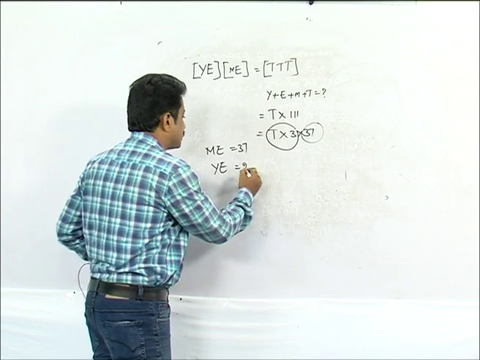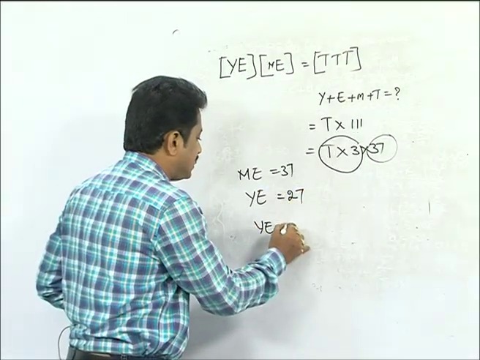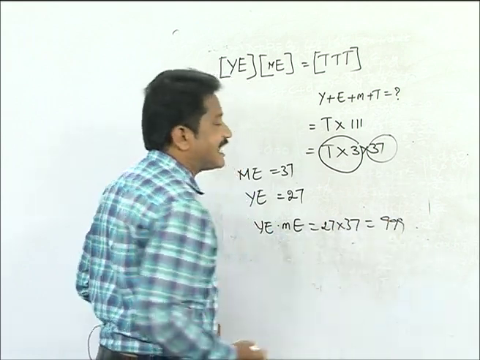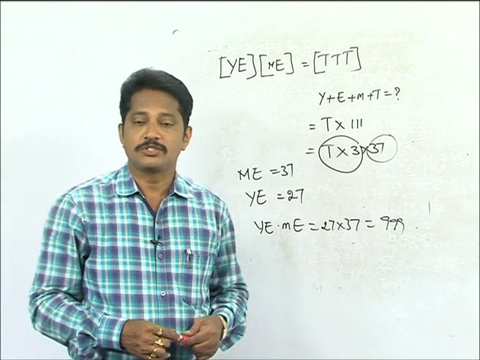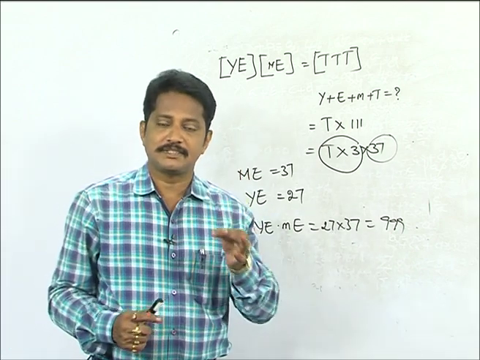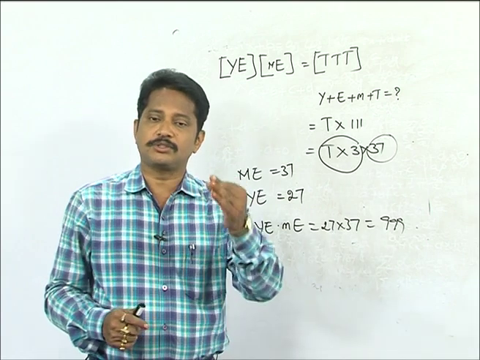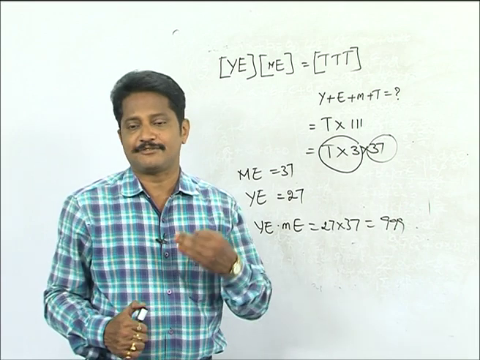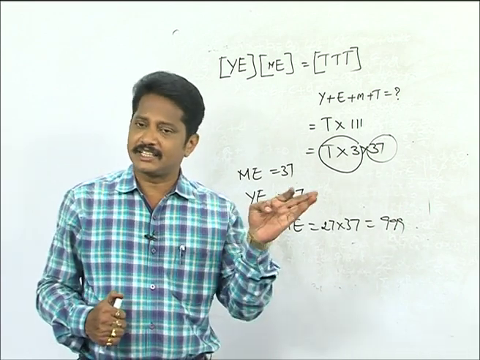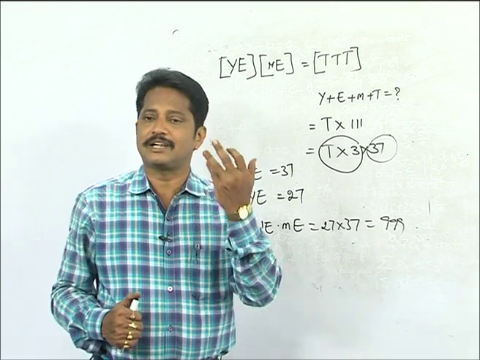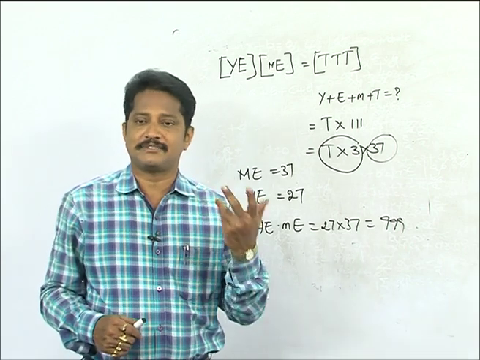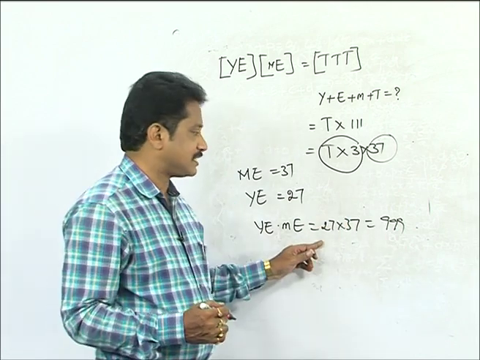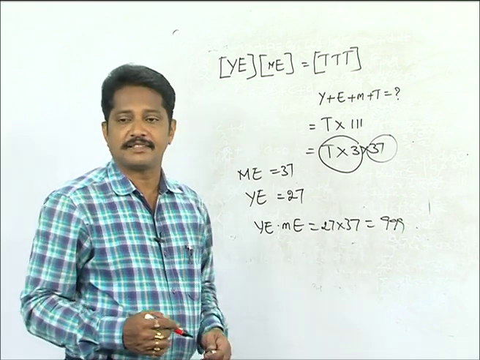So, if you say 27, then YE times ME means 27 times 37, which is 999. So, the maximum possibility for T is 999. With respect to the possibilities 17, 27, 37, 47, 57 up to 97, 17 is ruled out. When you check with 27, you get the maximum value, so there is no need to check the rest of the values, correct. So, simply you can say YE is equal to 27 and ME equal to 37, then compare it.